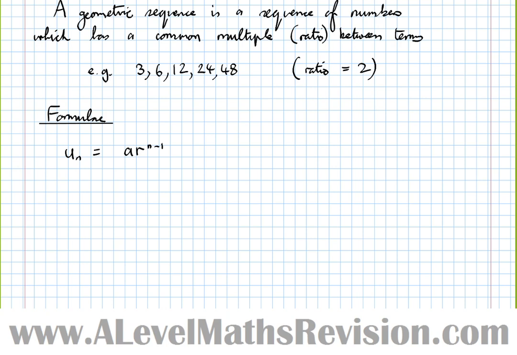And the justification of that, I'll just do it at the side here. So the first term is a. To get the second term, you times a by the common ratio. To get the third term, you times by the common ratio again. First term, second term, third term, all the way to the nth term, a r to the n minus 1. There's always one less ratio than the term number. So again, another justification of why.